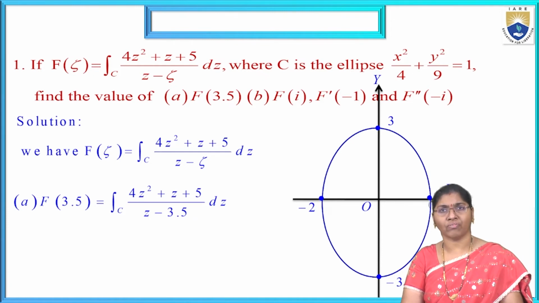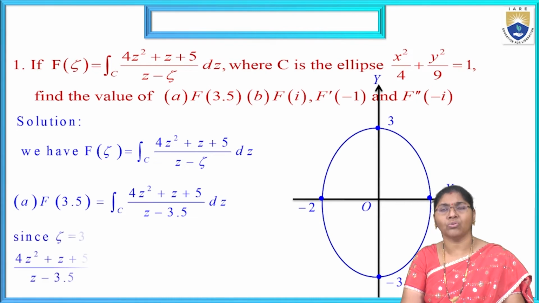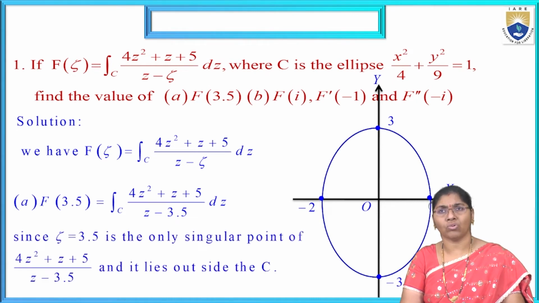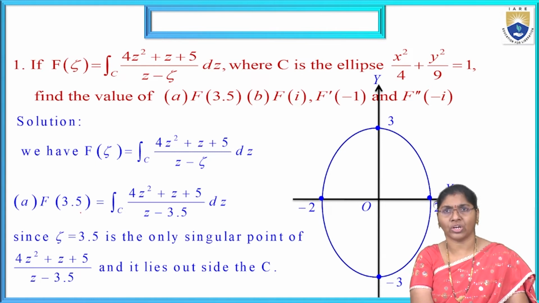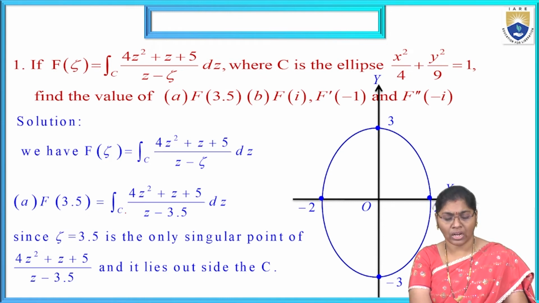Now first solving the first step. What is the given condition? f of z_0 equals the integral over C of (4z² + z + 5)/(z − z_0) dz. The first step is f of 3.5. Substituting the z_0 value as 3.5, the integral over C of (4z² + z + 5)/(z − 3.5) dz.